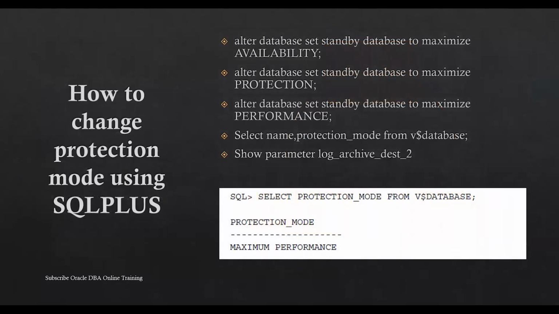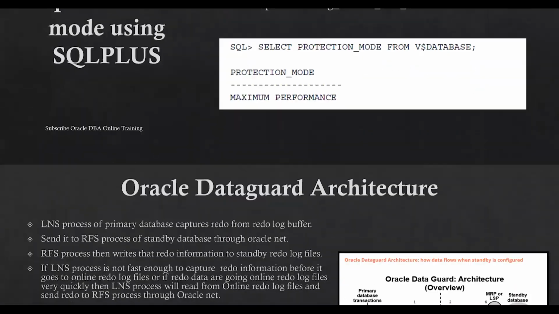Then we have SQL Plus. You can also modify the protection modes using it, with very simple commands like ALTER DATABASE SET STANDBY DATABASE TO MAXIMIZE AVAILABILITY, MAXIMIZE PROTECTION, or MAXIMIZE PERFORMANCE. On the primary side, you need to run these queries. Okay. And you can also verify using a select query: SELECT PROTECTION_MODE FROM V$DATABASE.